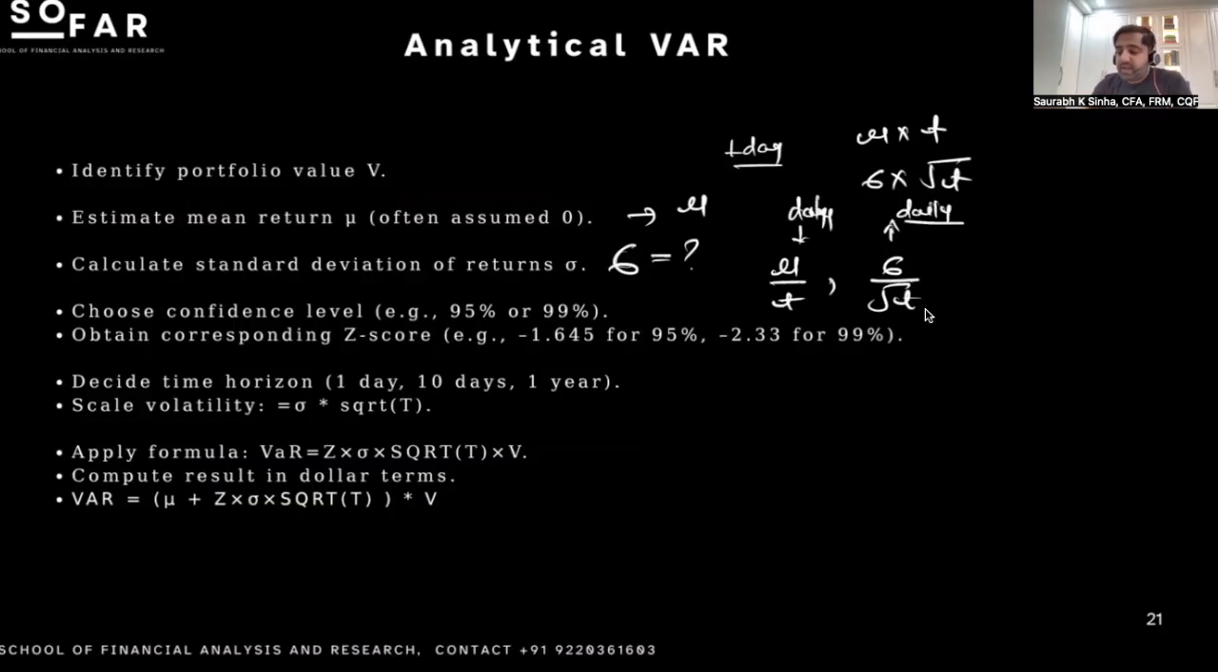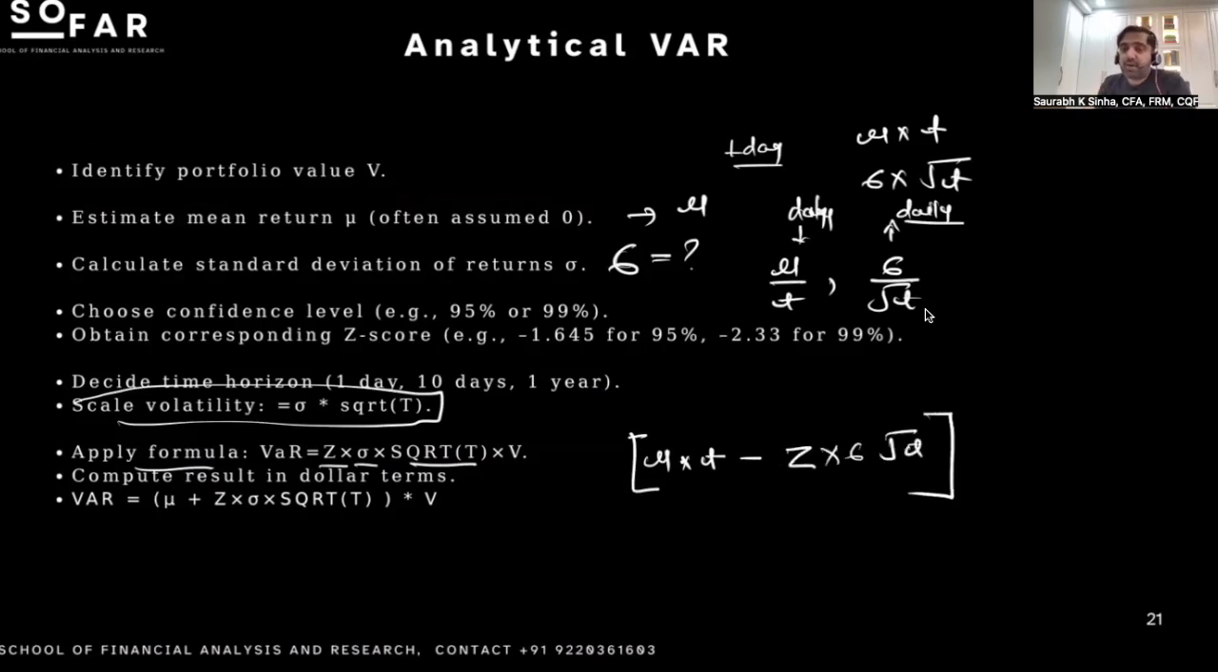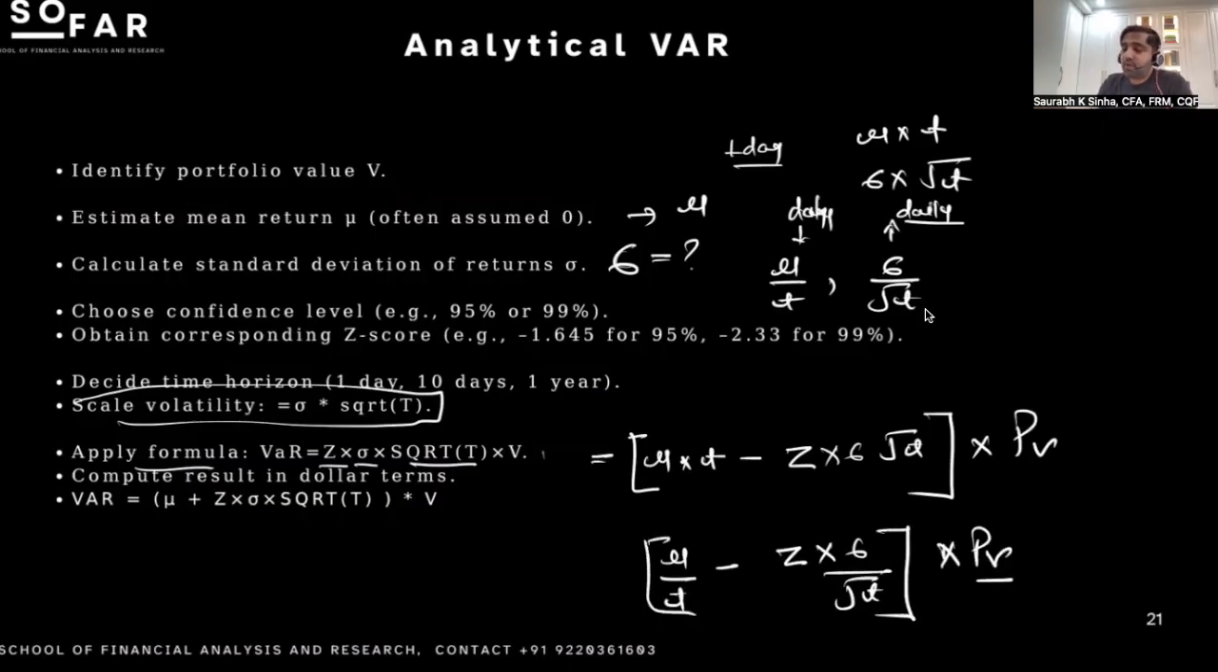Okay? So scale the volatility and scale the time, as in scale the mean return. If the mean return is mentioned, generally it won't be mentioned in your examination. Sometimes they give mean return. Apply the formula z into standard deviation into square root of time into value. Actually, the formula is what? The true formula is mu into t minus z into sigma into root t, into the portfolio value. Or the other formula, if you have to scale down, it would be mu upon t minus z into sigma upon root t, into portfolio value. This is the complete VaR formula. Clear?